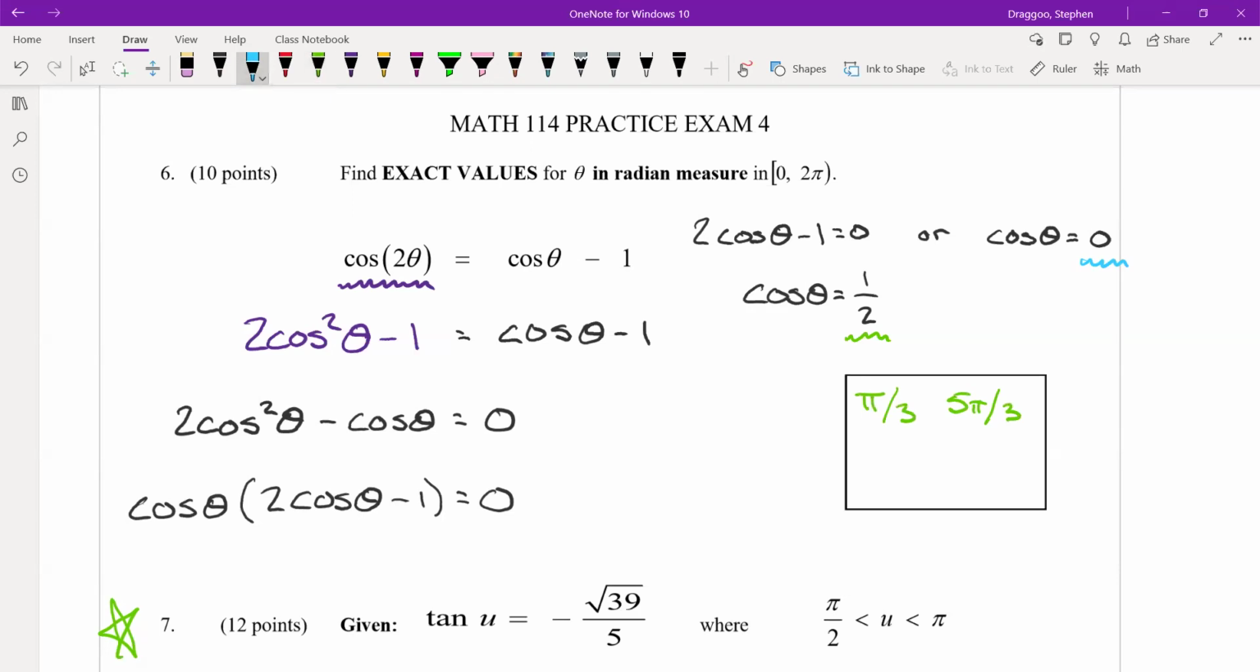Then for the other side, the answer highlighted in blue, I've got cosine theta equals 0, and that just happens twice. First at pi over 2, and then again at 3 pi over 2. The 2 angles that are on the y-axis. Cool. And then those 5 angles are solutions to the original equation. Any one of those would solve that thing.